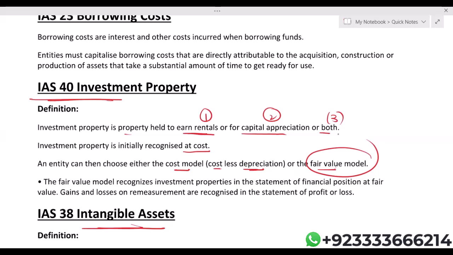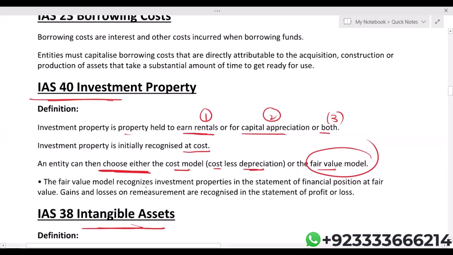An entity then can choose. Another thing, please reply on this. An entity can choose. The term choose refers to what? Whenever the term choose comes, it means what? It is hinting towards what? Students, I'm waiting for the answer. When you have a right to choose, can I say it is going to be your accounting policy. Accounting policy actually gives you the right to choose.